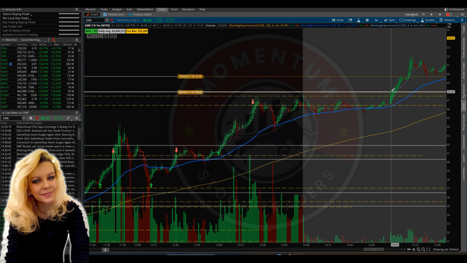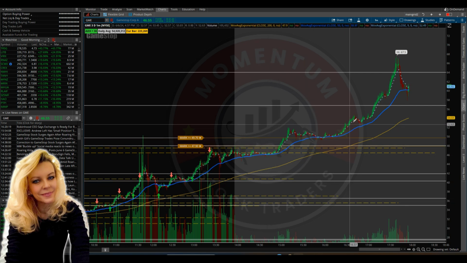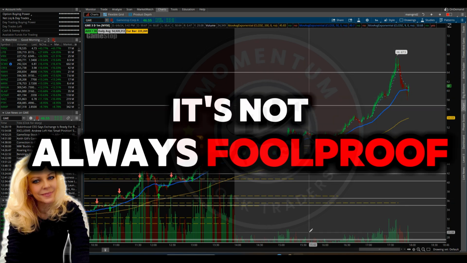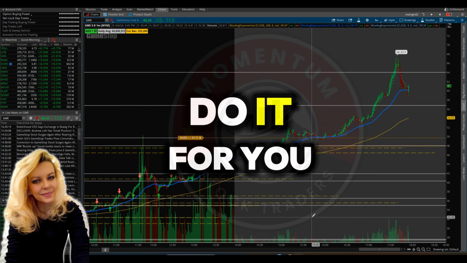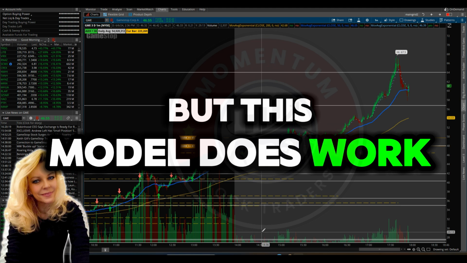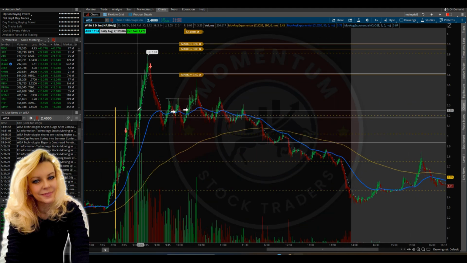Let me just say that these are the kinds of trades that our group takes every single day, except it's a lot easier and a lot more accurate with our tools. Again, it takes focus. You absolutely need to draw reactionary targets, and yes, it's not always foolproof when you're doing it this down and dirty way and you don't have the pro tools to do it for you, but this model does work. Okay, let's look at another one that our group traded today.